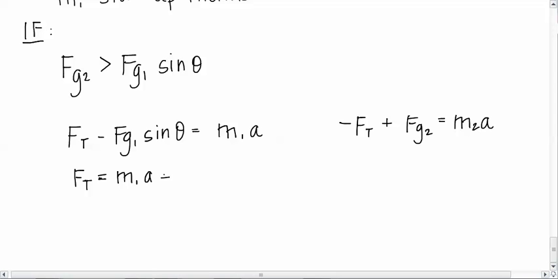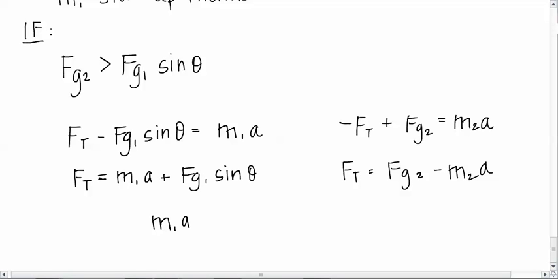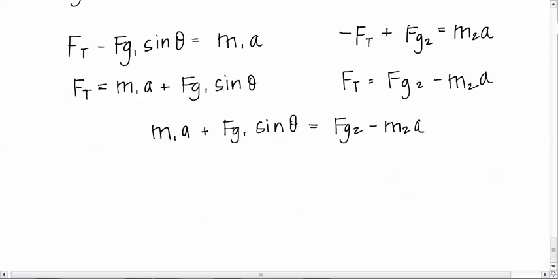M1A plus Fg1 sine theta. And F tension is equal to Fg2 minus M2A. Set them equal to each other. M1A plus Fg1 sine theta would be equal to Fg2 minus M2A. Solve for the acceleration.